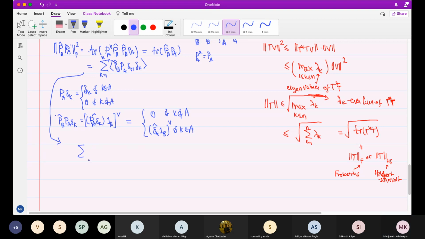So this quantity turns out to be the sum over K equals 1 to N of that inner product with delta K. What it means is that function evaluated at K. So that is delta K hat times indicator B check at K, for K equals 1 up to N. And what is the meaning of this check?